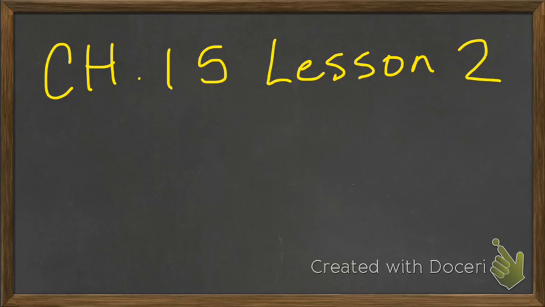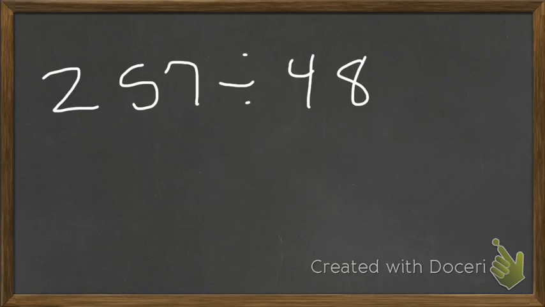Chapter 15, Lesson 2. We're going to be dividing by decimals, but now we're going to have to estimate, and we want to try to get them to look the same as they did in Lesson 1, with just zeros. That way they can go into each other evenly. So we have 257 divided by 48.